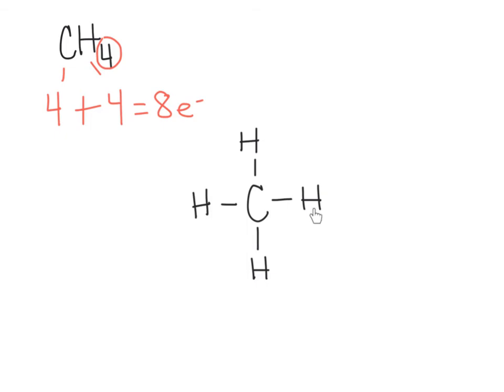Hydrogens can only have a maximum of 2 electrons around it. So that one has 2, that one has 2, this one has 2, and that one has 2. So we have to check and see to make sure that all of the rules are obeyed, all right? Everything has to have 8 around it. Hydrogen can only have 2.